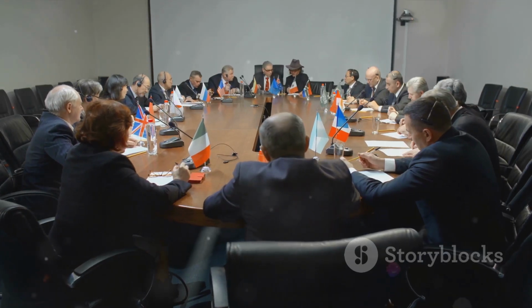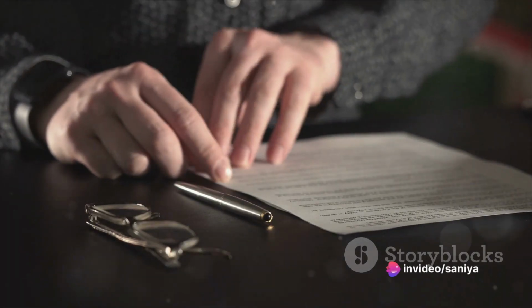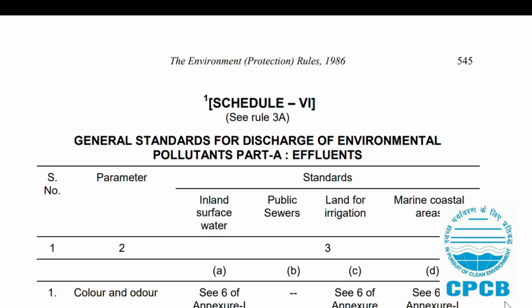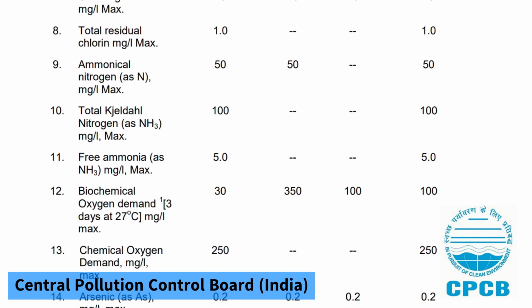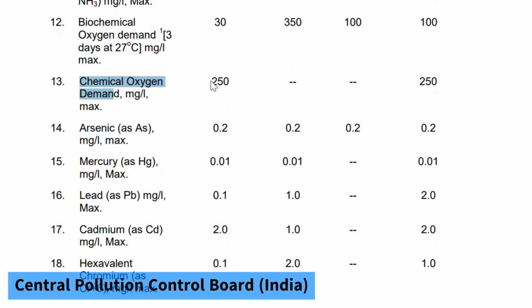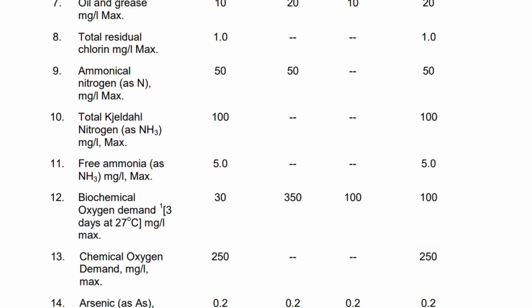Many governments impose strict regulations regarding the maximum limit of chemical oxygen demand allowed in wastewater before it can be returned to the environment, and if it crosses a certain limit, a warning is given to that industry. For example, as per General Standards for Discharge of Environmental Pollutants published by Kendriya Pradushan Niyantran Board in India, the maximum allowed COD for India is 250 mg per liter. I will provide this PDF for reference in the description.